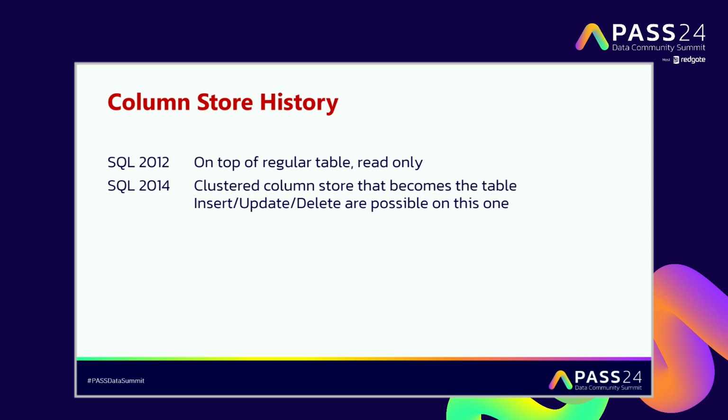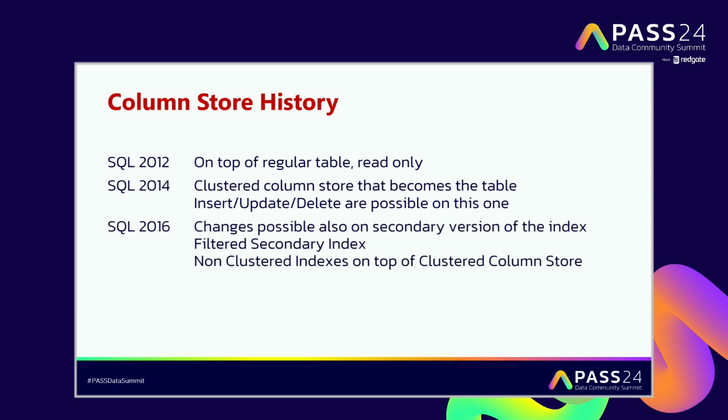In 2014, 2 years later, it became updatable. And the difference is, the 2012 version was a column store on top of a regular row store. In 2014, the column store became the actual data. So there is no more underlying row store table.